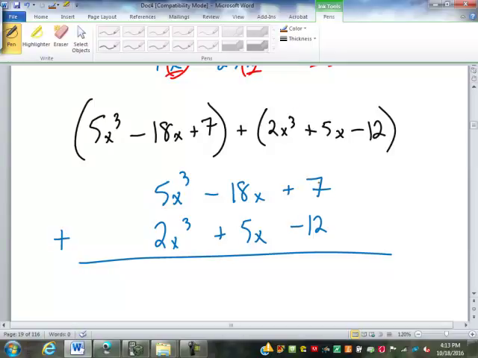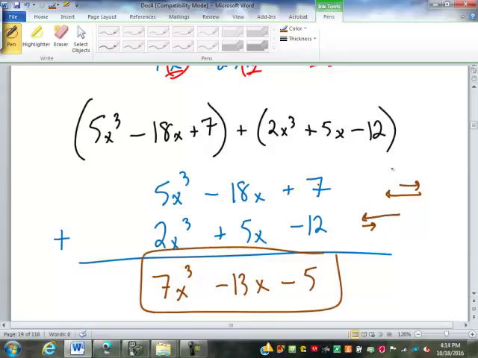7 plus negative 12 is negative 5. Very good. Negative 18 plus positive 5 is negative 13, and of course that's going to be x. Then 5 and 2 makes 7x to the third. When we add or subtract, we combine the counts, which is what we did with the numbers, and we keep the same names. That's why this stayed x's, and this stayed x to the third.